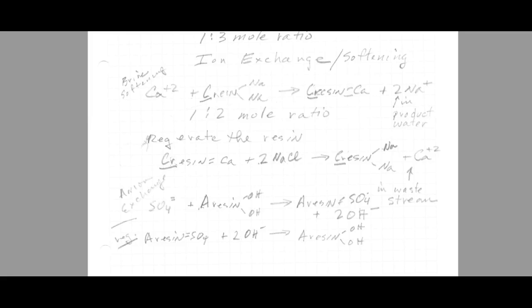So now we're going to discuss a little bit of the stoichiometry related to ion exchange and softening. For brine softening, in which the resin is regenerated with sodium chloride brine, you're removing calcium with a resin that has 2 sodiums attached to it. The sodiums are released into the product water, and the calcium is captured by the resin. That's a 1 to 2 mole ratio: 1 mole of calcium, 2 moles of sodium.